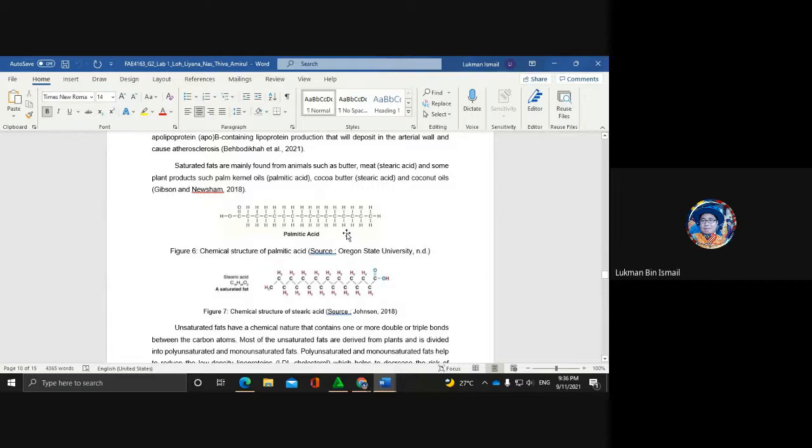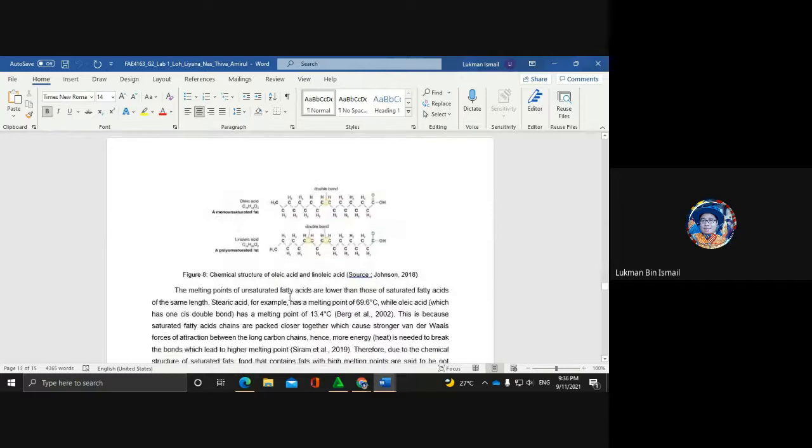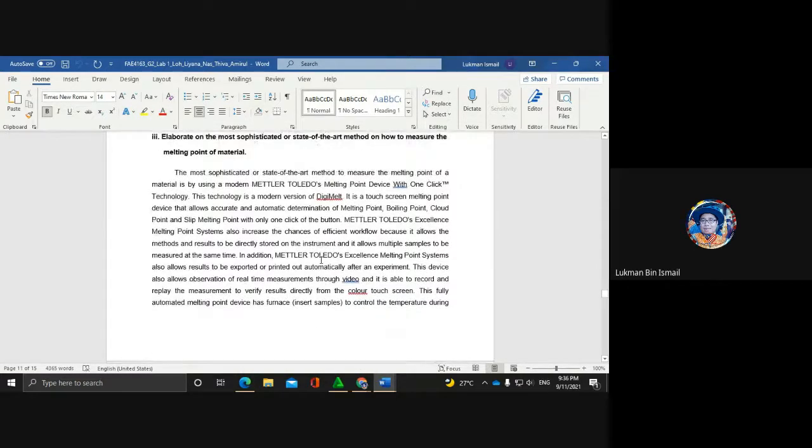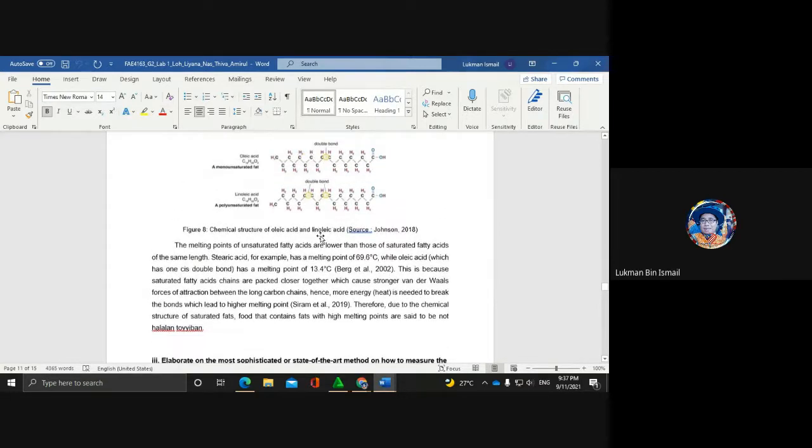How many carbons? Stearic acid is 69, higher carbon. And the double bond has a lower melting point, 13.4. Oleic acid is 13.4, with the same carbon number lah. C13.